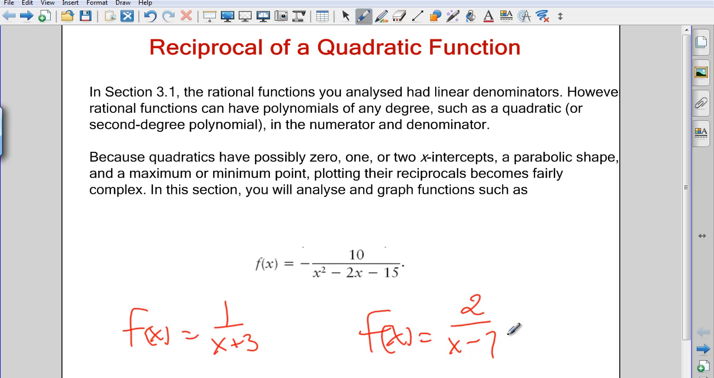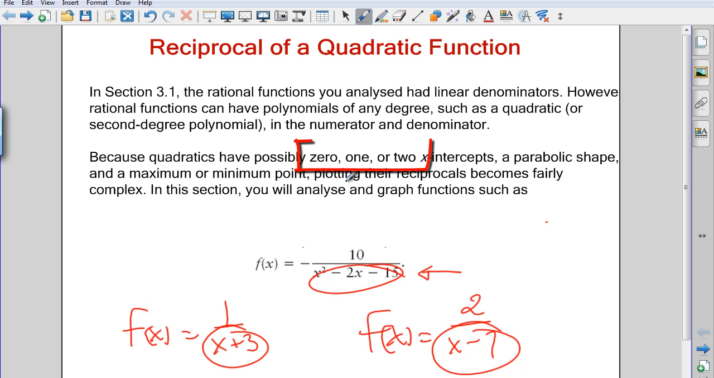Now, again focusing on the bottom, we are looking at not reciprocals of linear anymore, but reciprocals of quadratics. Because we're dealing with quadratics, you might be able to factor that quadratic and therefore have 0, 1, or 2 x-intercepts. And this will give us some more restrictions to deal with and give us some very interesting looking graphs.